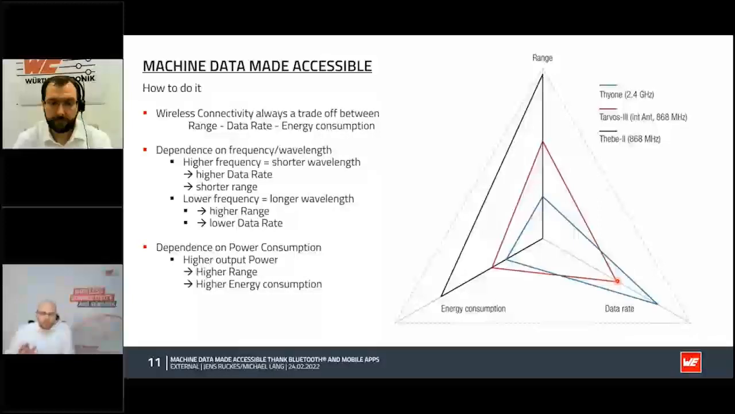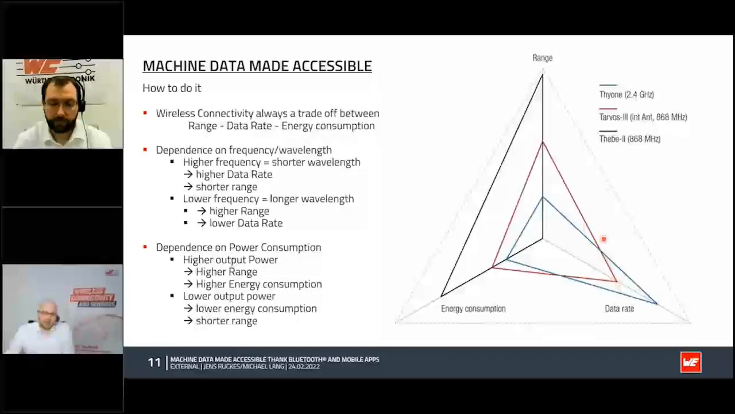On the other side, if you have a lower output power, you get lower energy consumption, but also a shorter range. This you can see in this comparison of the red and the black triangle. Both are 868 megahertz systems, but the black one has up to 27 dBm output power and has a very high range, or long range, but the energy consumption, of course, is also very high. Compared to the red one, the energy consumption is much lower. You have 14 dBm in this case, but also the range is not so high.